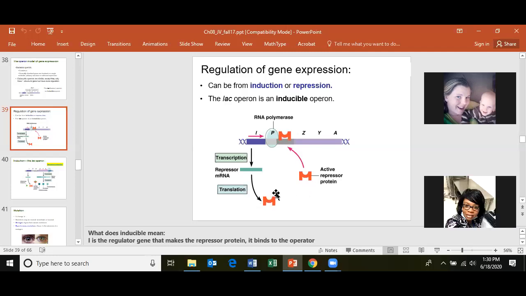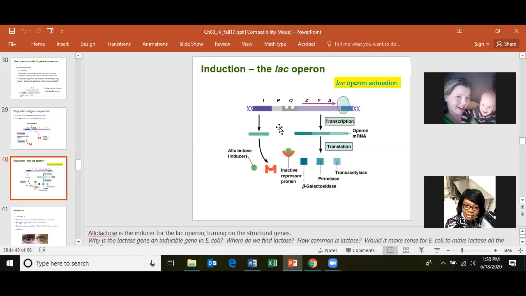If there's other active repressor proteins around, one of them will bind to the operator. But in this case, when the repressor protein falls off, there's the inducer around and it can bind to it, and then that will inactivate it, and then there's no active repressor protein around to bind to the operator.